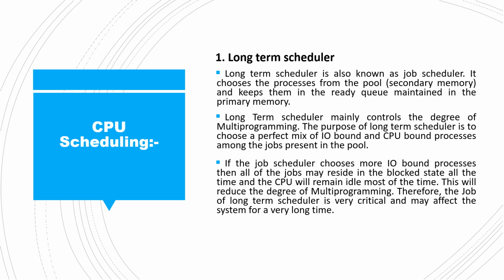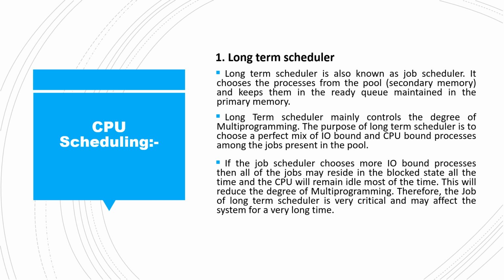It chooses the process from the pool or secondary memory and keeps them in the ready queue to maintain the primary memory. Long-term scheduler mainly controls the degree of multiprogramming. The purpose of a long-term scheduler is to choose a perfect mix of IO-bound and CPU-bound processes among the processes present in the pool. If the job scheduler chooses more IO-bound processes, then all the jobs may reside in the blocked state all the time, and the CPU will remain idle most of the time.